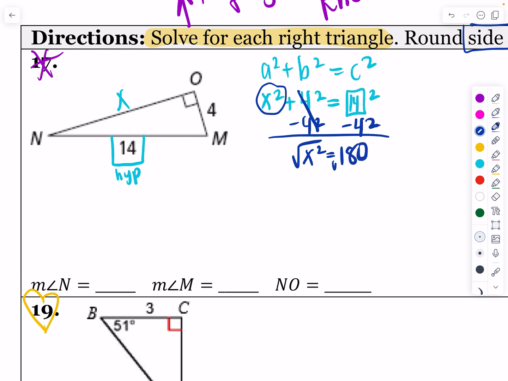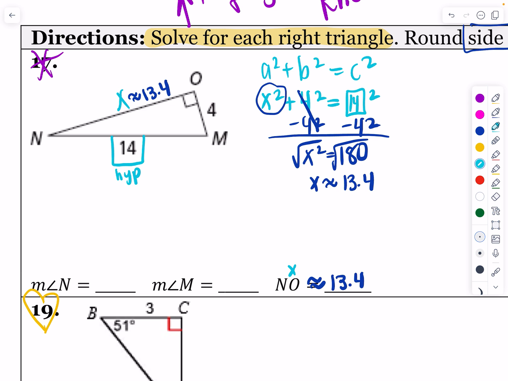So x is going to be equal to the square root of 180. We're going to take the square root of both sides. And so x is going to be about 13.4 to the nearest tenth. Again, make sure that that makes sense as an answer. Go put that in the picture. Is that less than the hypotenuse? It is. So side length NO is going to be about 13.4. We just put an x above that when we solved for it.